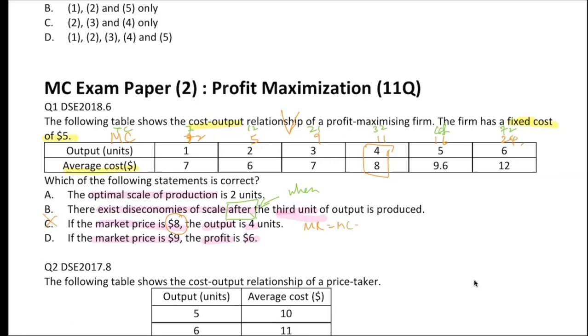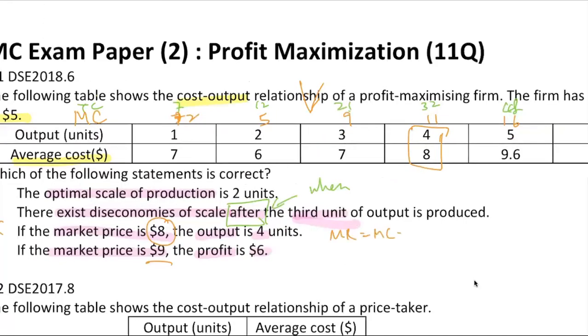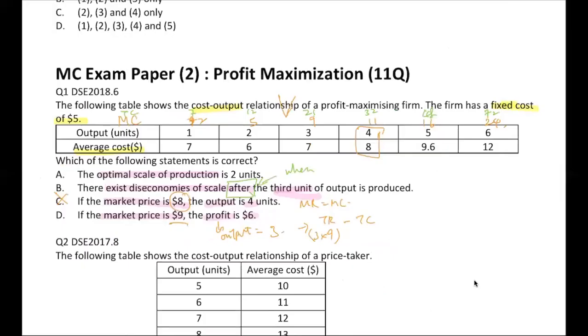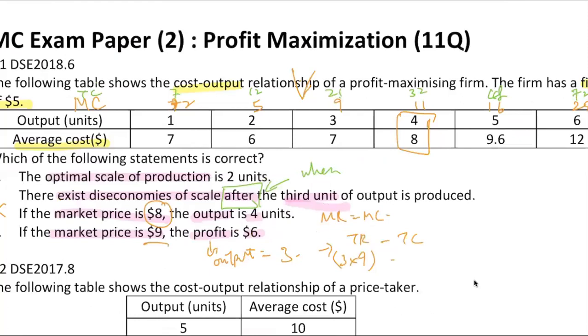And when the market price is 9, we have a marginal cost of 9 here. Okay, so then the output is equal to 3, right? And the profits, we need to calculate the total revenue minus total cost. Total revenue when output is 3 is 3 times 9. And the total cost is 21. Minus 21. Okay, it should be 6.